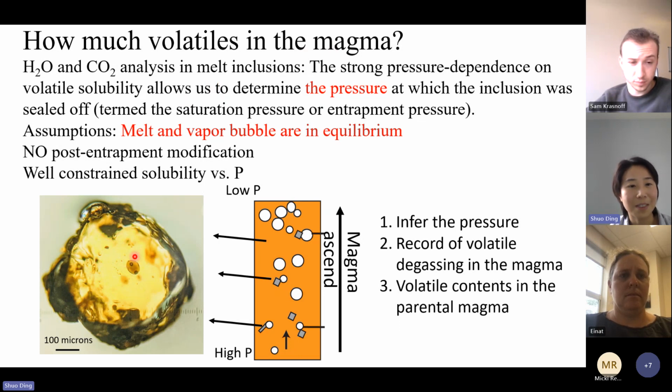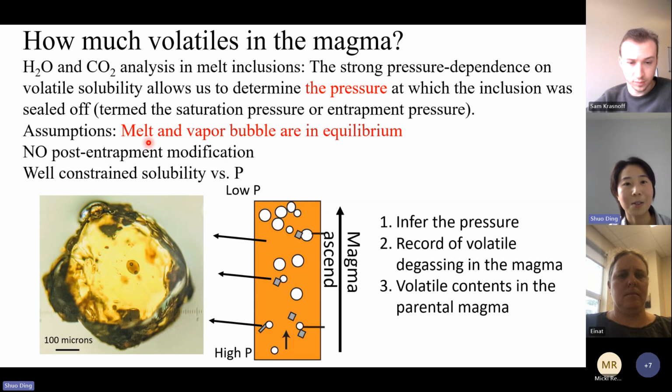A melt inclusion is basically a little melt pocket that got entrapped inside a crystal during crystal growth. Ideally, this melt inclusion would be sealed in the crystal and preserve all the information about the magma at the time when it was entrapped, including how much CO2, water, sulfur, and halogen the magma contained at that moment. That is really cool because it gives us information about the magma, but it can also be used to infer the pressure.